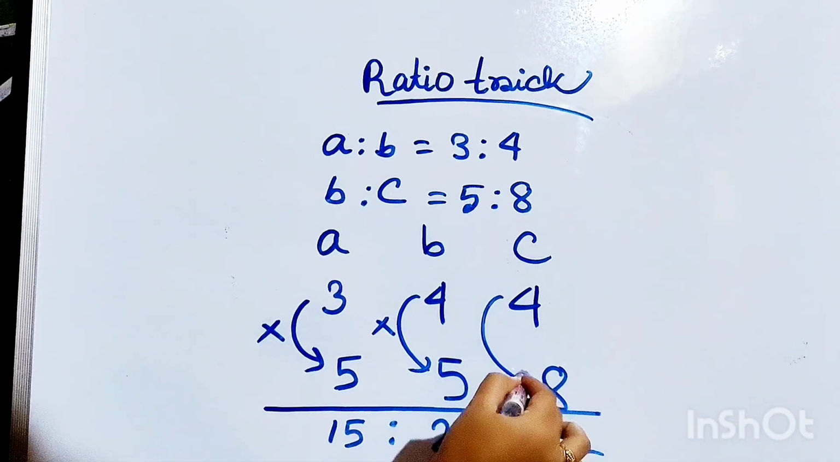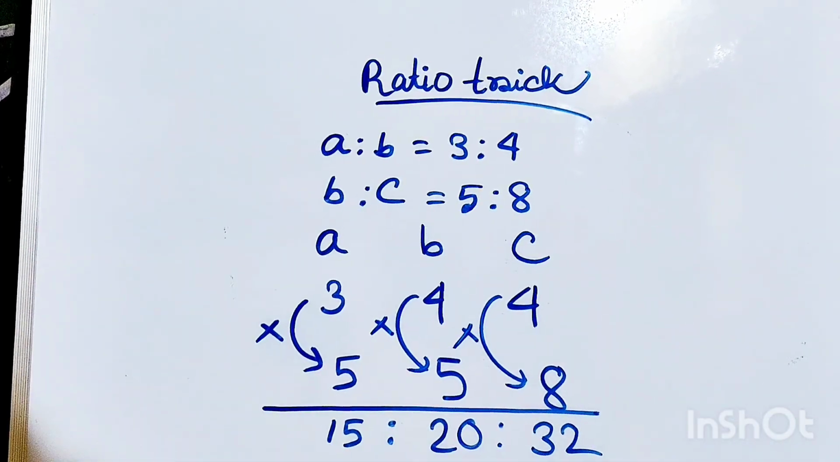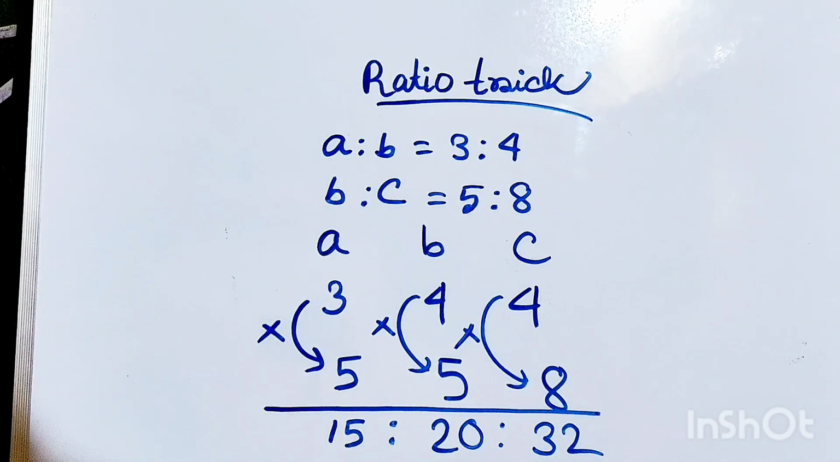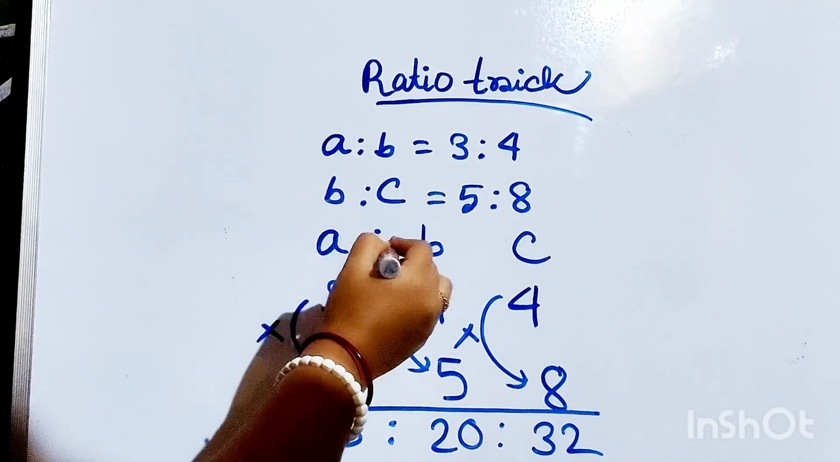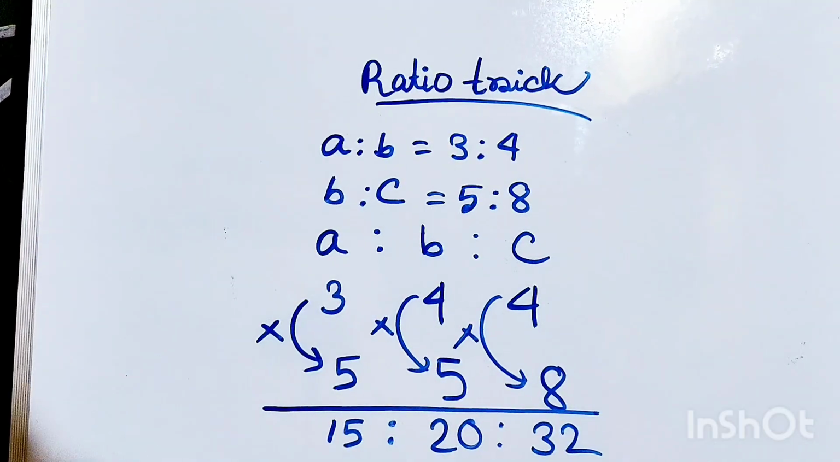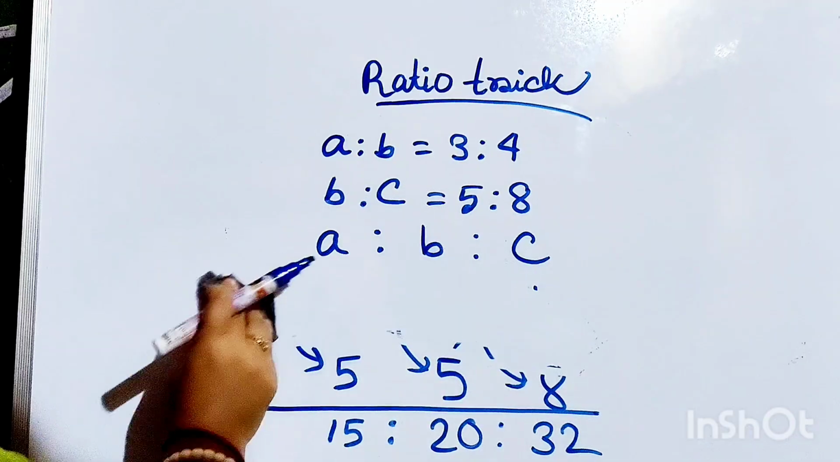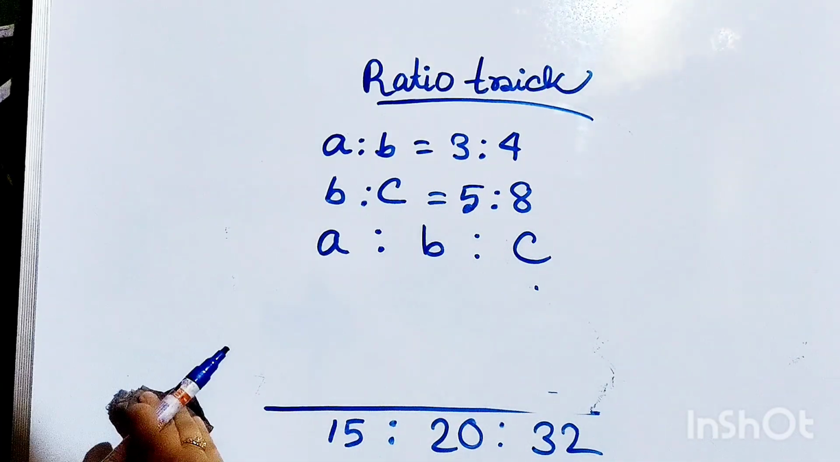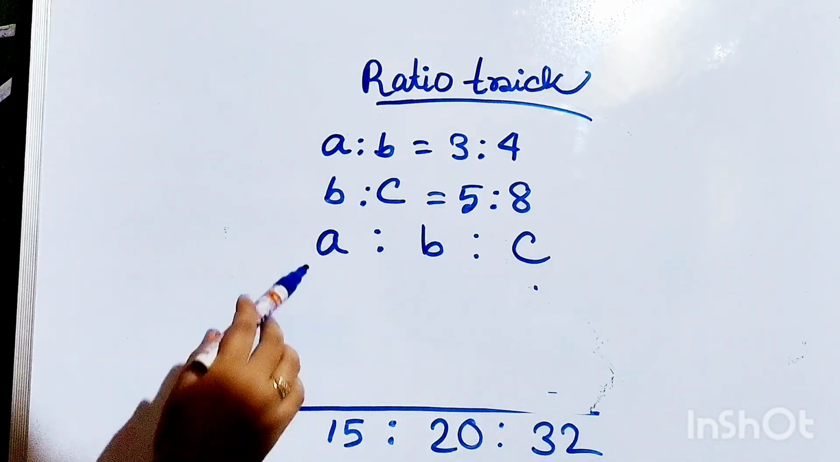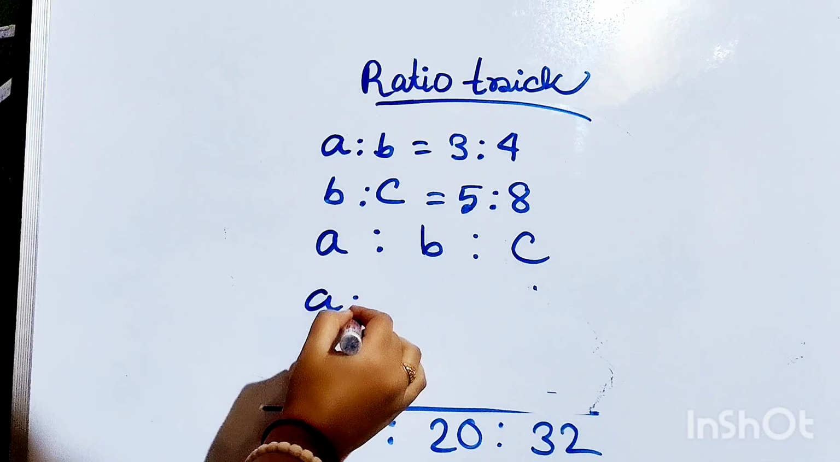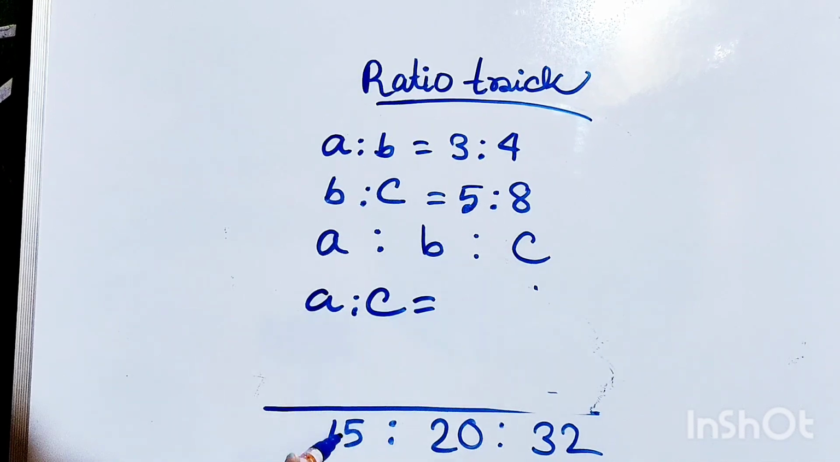Now you have to multiply all the numbers column wise. That is 3 into 5, that will be 15, 4 into 5, that will be 20, and 4 into 8, that will be 32. So this is the answer of A is to B is to C. So I think the trick is clear to you. If not, then comment down where your problem is, then I will try to solve it.